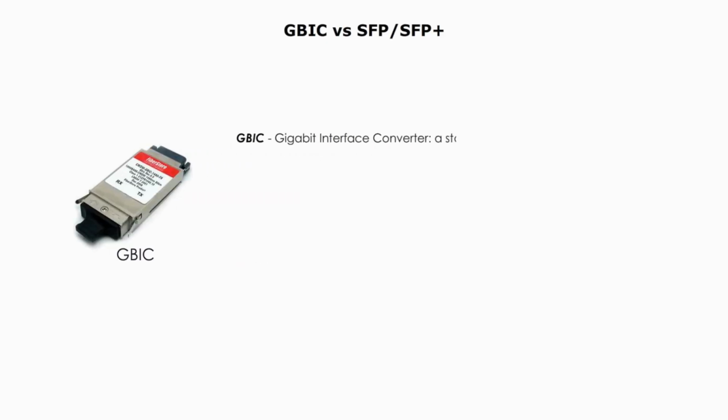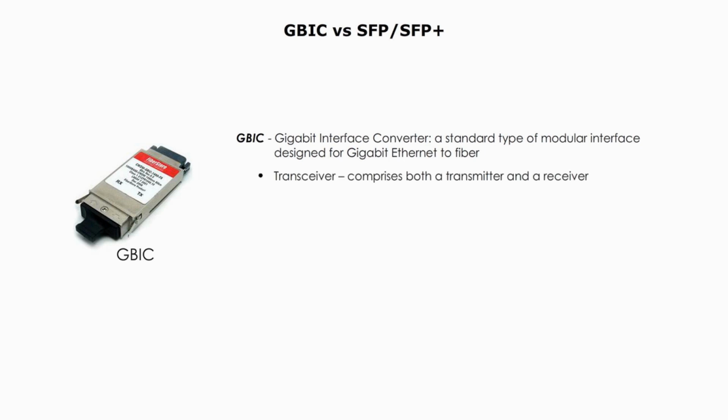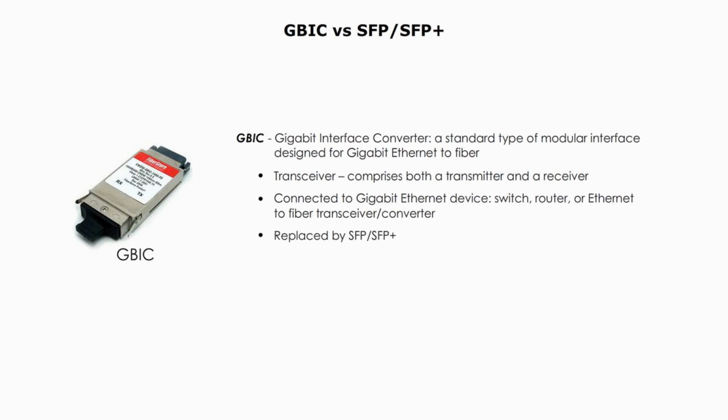GBIC stands for Gigabit Interface Converter. It is a standard type of modular interface designed for Gigabit Ethernet to fiber. GBIC comprises both transmitter and receiver. Simply, we call it a transceiver. We can plug a GBIC into a Gigabit Ethernet device such as a switch, router, or Ethernet to fiber converter. GBIC is replaced by mini-GBIC, SFP, or SFP+.